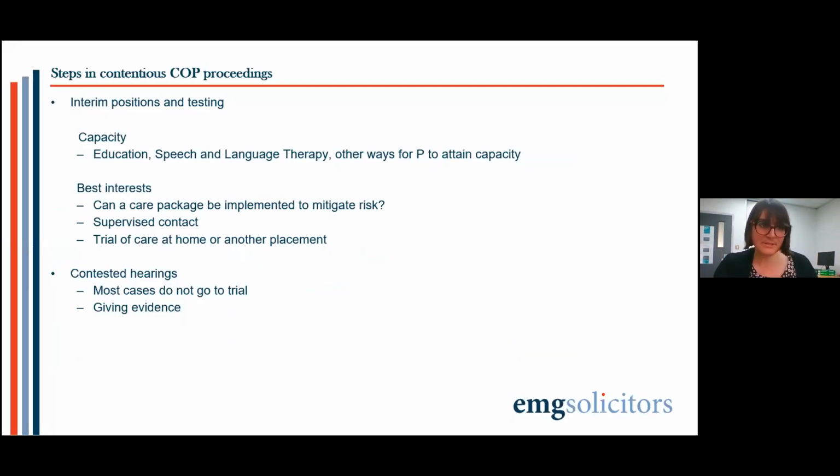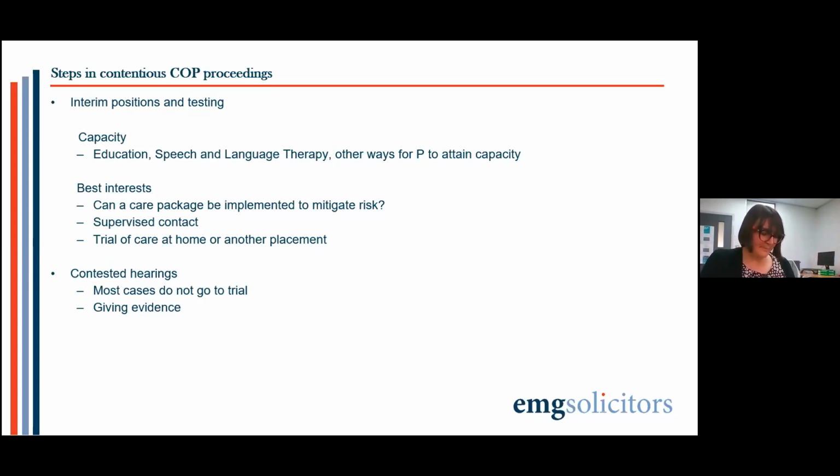So other things that can be done: interim positions and testing of those interim positions. In terms of capacity, the person might have been, for example, assessed as lacking capacity to make a certain decision at the outset of the case. And it's not that you think there are flaws in that capacity assessment at the time, but there may be ways that that person can develop capacity or attain capacity.